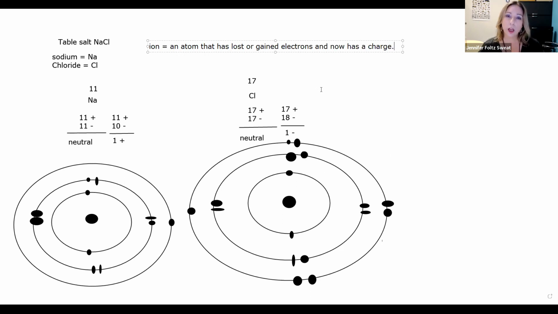So in an ionic bond, you have positive sodium, negative, what you now call a chloride ion, and they are attracted to each other because opposites attract. So an ionic bond is an attraction between an ion with a positive charge and an ion with a negative charge. I'll write that here, and then we will go back to the slides.